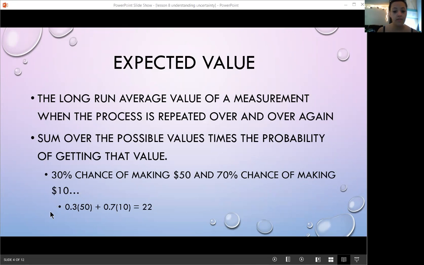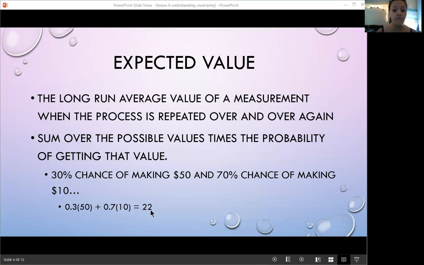So for an example, if you have a 30% chance of making $50, we're going to take 0.3, that's our probability, times 50, which is the amount that we would make. So that's our measurement. And then a 70% chance of making $10, so that's going to be 0.7, our probability, once again between 0 and 1, times 10, which is our value, and then that equals 22. So that's the main situation that we want to make sure we understand, that we're able to add together these different chances of each event. So 30% chance of $50, and then a 70% chance of $10. That's the main idea there. And then we get 22.